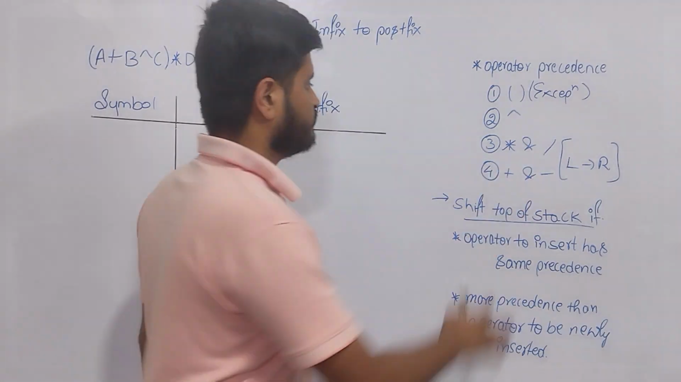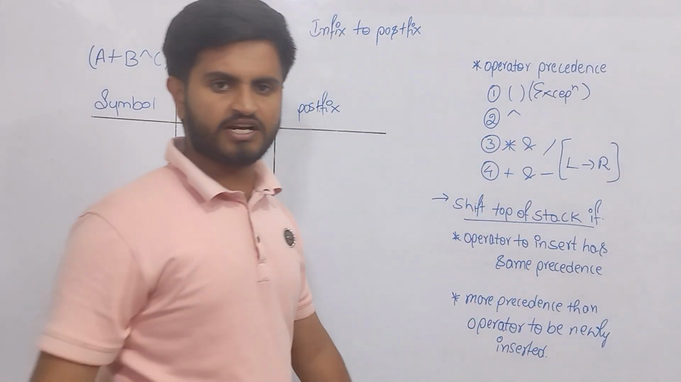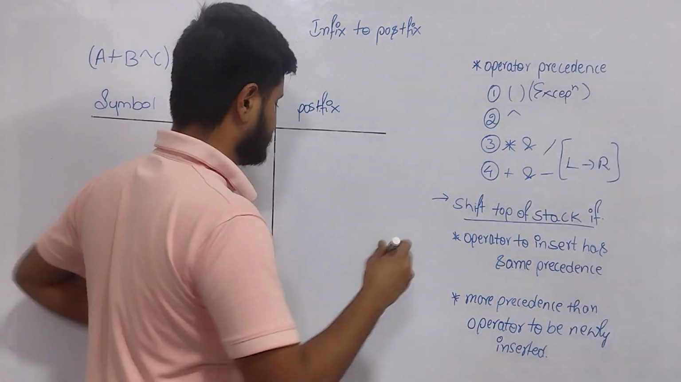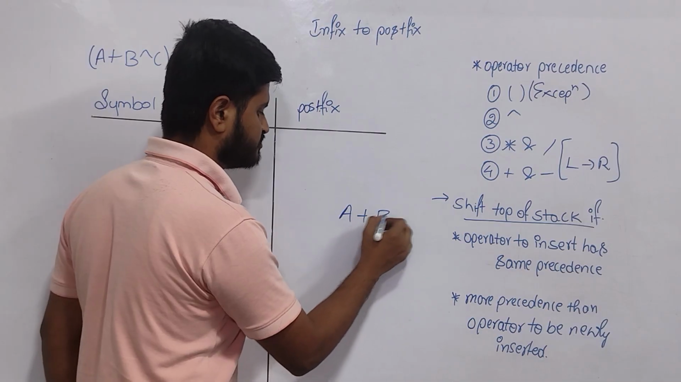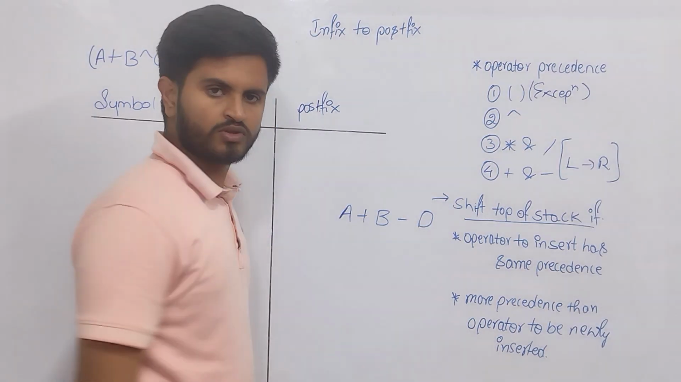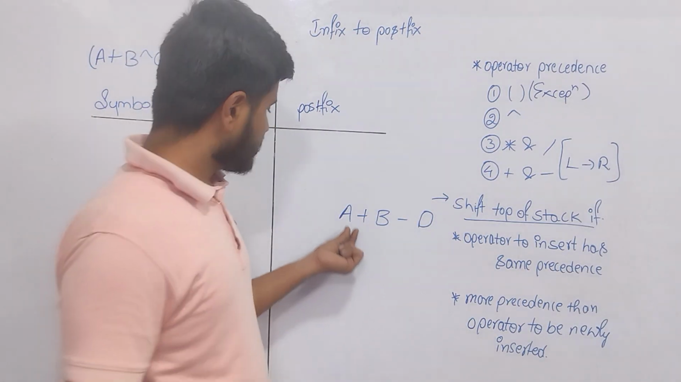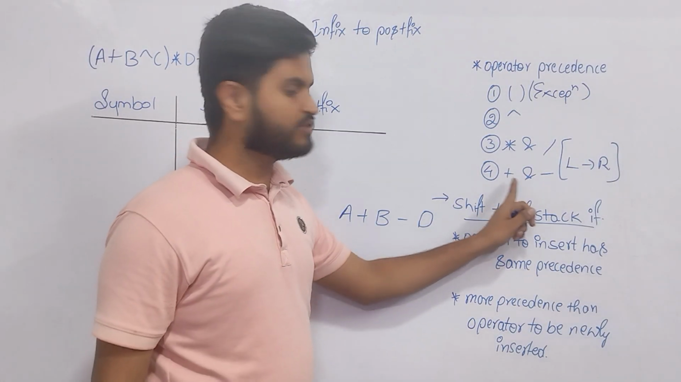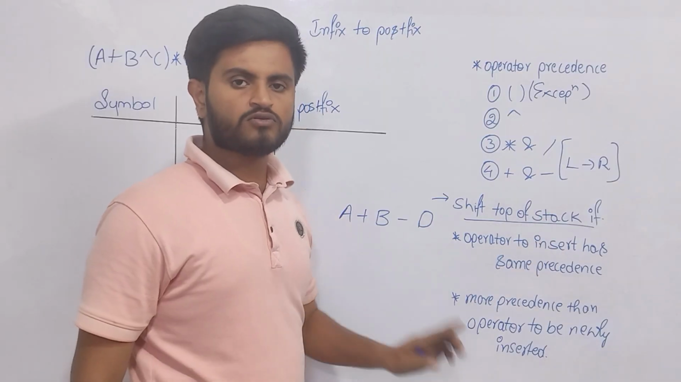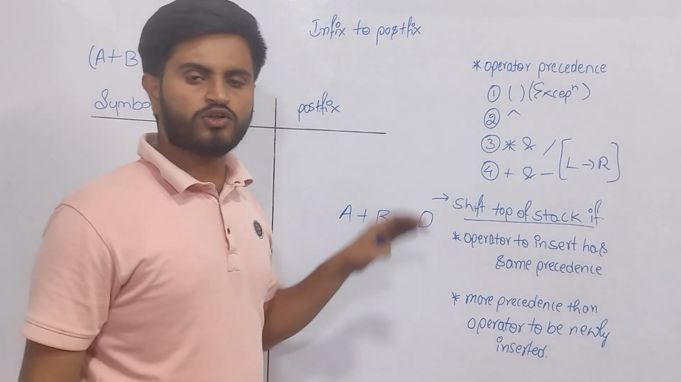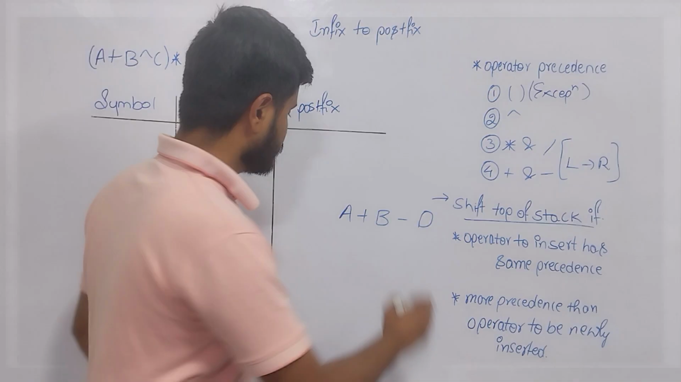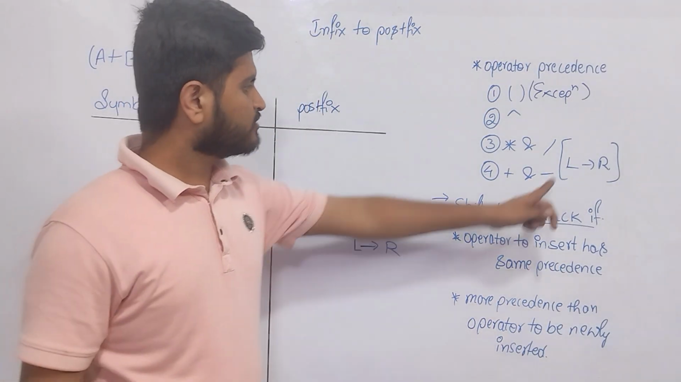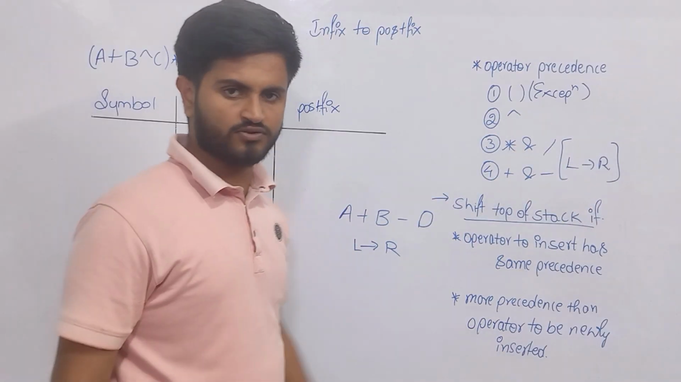Now, when multiplication and division or addition and subtraction occur simultaneously in an equation, for example a plus b minus d, I have addition and also subtraction, but both of them have the same precedence. So in this situation, who gets more precedence? You move from the left hand side towards the right hand side. This is called left to right associativity.